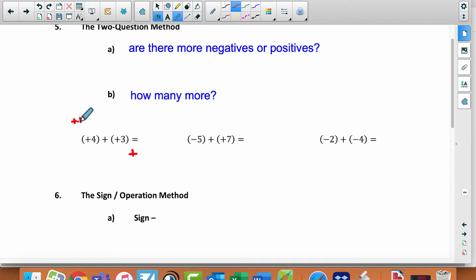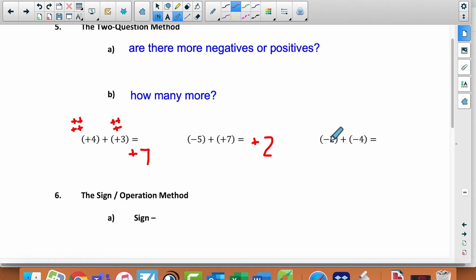Well, we have 4. If you want, you can go back to this. We have 4 of these and 3 of these. So how many more positives do we have than negatives? We have 7 more. So my answer is positive 7. Okay, next one. I have 5 negatives. I have 7 positives. What do you have more of, negatives or positives? You have more positives. 7 is more than 5, so you have more positives, so its answer is going to be positive. How much more is 7 than 5? It's 2 more, so that's your answer, positive 2.